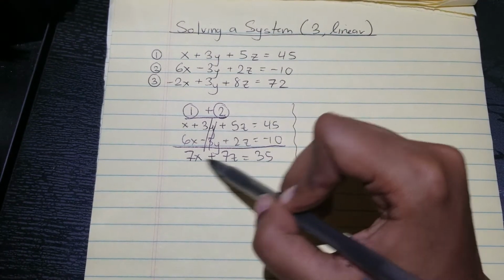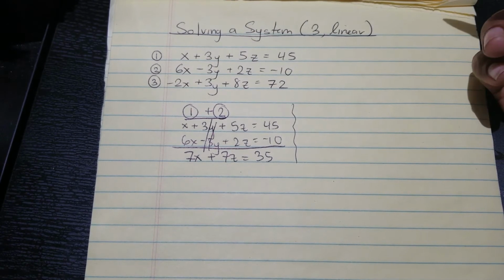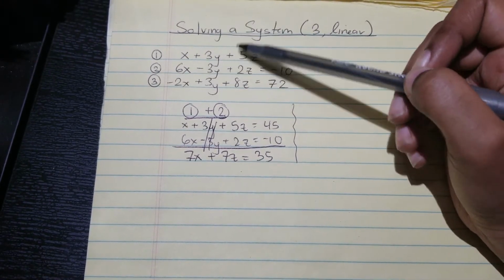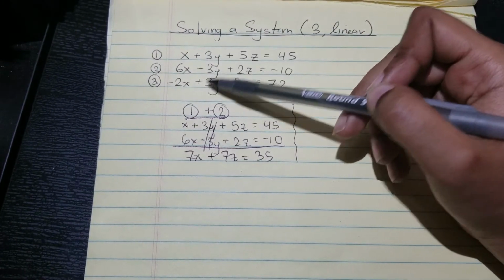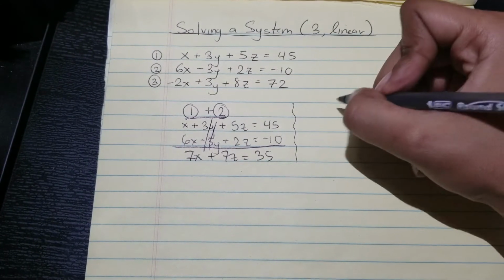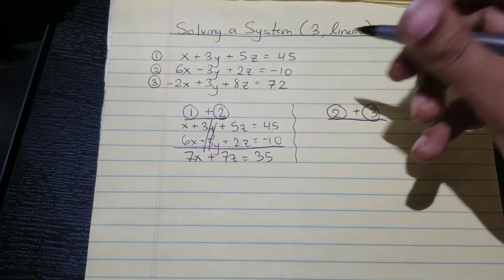Here I have x and z as my variables, so whatever combination I use needs to also contain x and z. And luckily for us in this system, if I were to combine 2 and 3 this time, then my y's will cancel out again and I will be left over with x and z. So I'm actually going to add equations 2 and 3 for my second round.